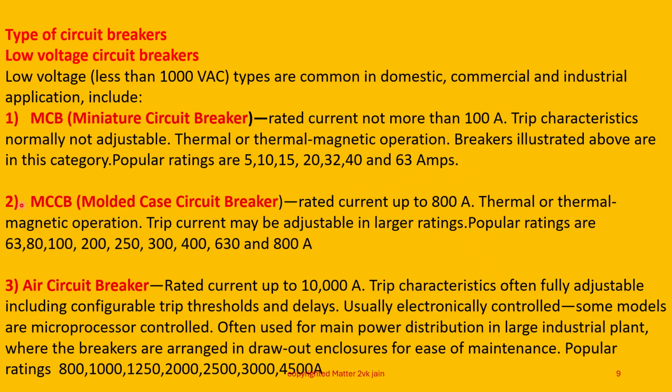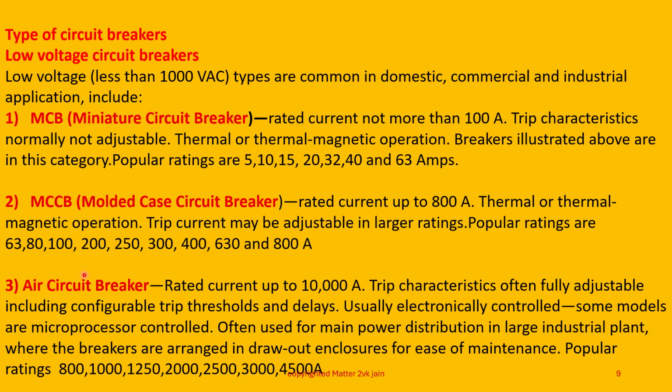Next one is molded case circuit breaker. They are rated up to 800 ampere. They may be thermal or thermal magnetic in operation. Trip current may also be adjusted in larger ratings. Popular ratings are 63, 80, 100, 200, 250, 300, 400, 630 and 800 amperes.